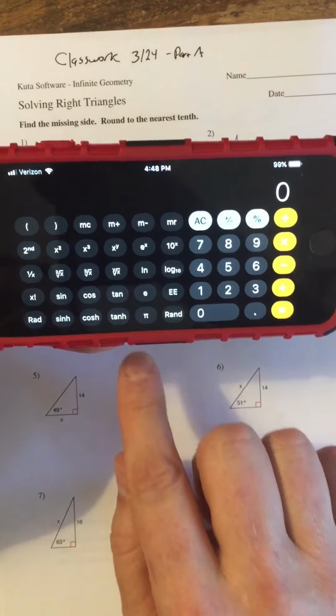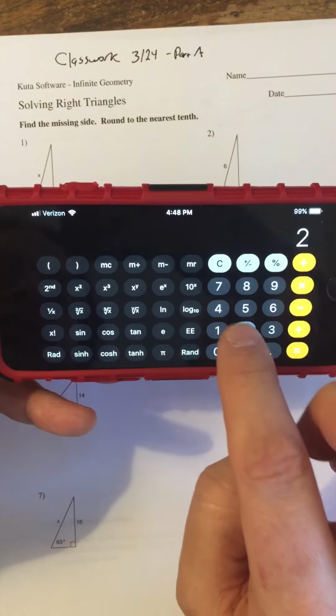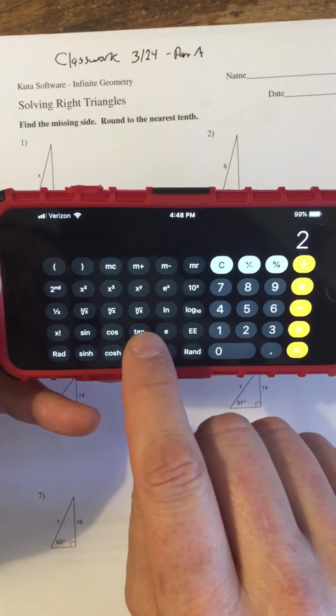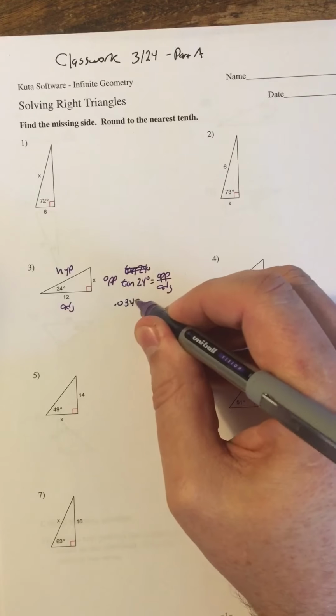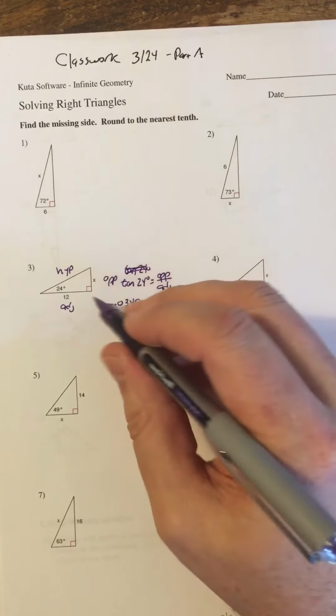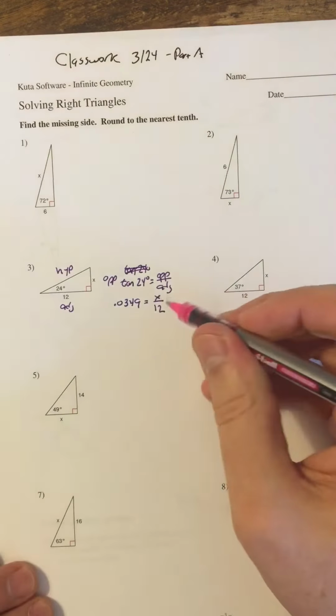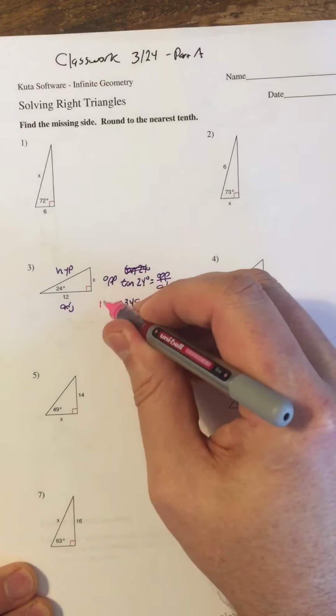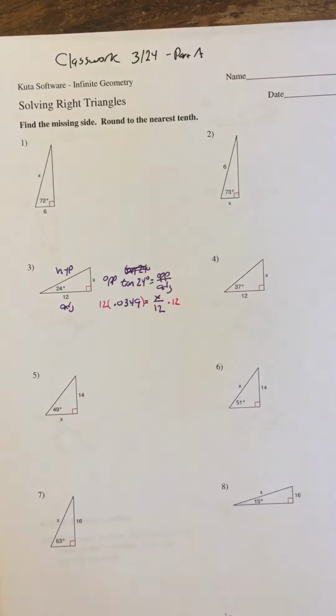Now, we want to do the tangent of 24 degrees, so we just go 24, and then we press the button that says tan right there, and we get 0.0349. So we're just going to keep 4 decimal places, 0.0349, and that equals my opposite side, which is x, over my adjacent side, which is 12. So now I just solve this equation. To solve this equation, when the x is on top, I can just multiply both sides by whatever's on the bottom. So I'm going to multiply both sides by 12.